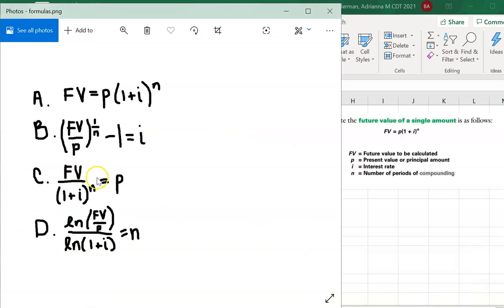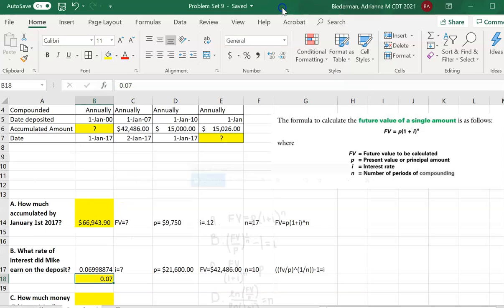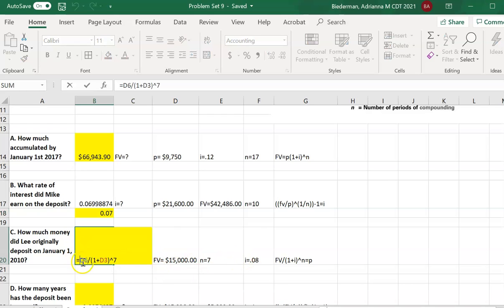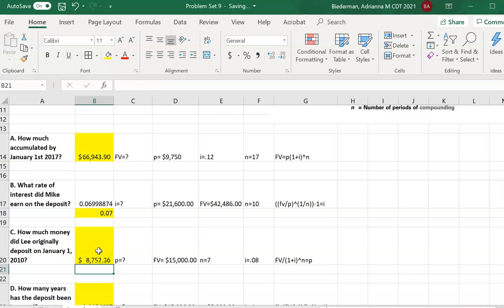Basically, I've just taken everything that's to the right side of this P and divided the FV by it, or you're going to divide FV by the 1 plus interest rate raised to the amount of years, and then it just becomes a simple plug and chug right here. So you plug all these values in, and that is going to give you your P, or your original invested amount, which comes to $8,752.36.